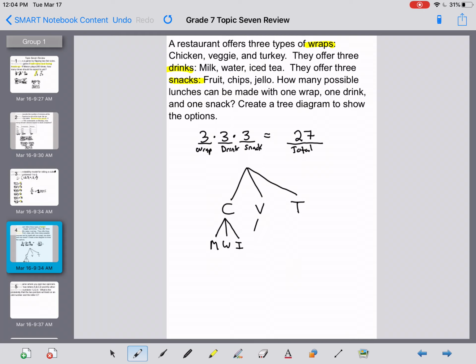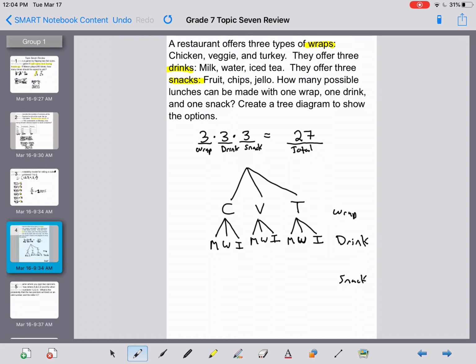If we went with the veggie, we still have 3 drink options: milk, water, or iced tea. And if we went with the turkey wrap, we would still have 3 drink options: milk, water, and iced tea. So this covers the wrap, this covers the drink, but now I also have to cover my snack options.